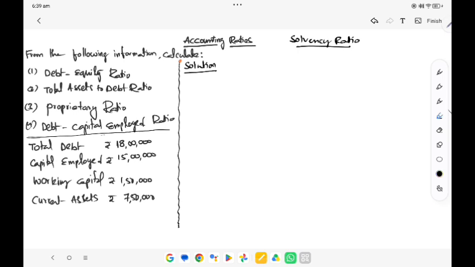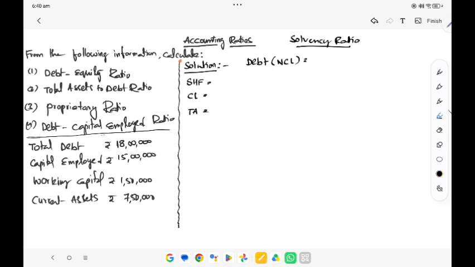So first, whenever we are solving solvency ratios, keep this information ready. What is the amount of debt? Debt means non-current liability. What is the amount of shareholders fund? What is the amount of current liabilities? What is the amount of total assets? If you keep this information, it is easy to solve.